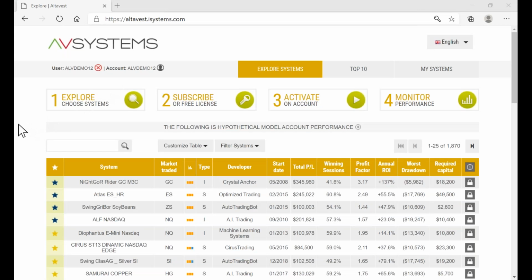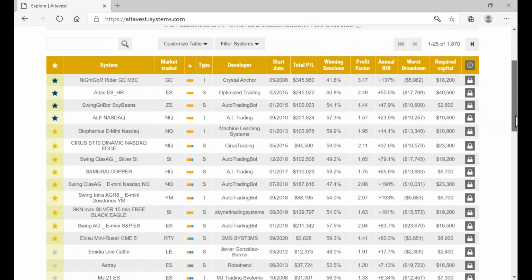Okay, so you are now looking at the dashboard for AV systems. And let me explain this. We'll break it down. We'll make it simple. This is probably something you didn't even know existed. So we're going to go through this step by step. We'll explore some systems, then we'll pick one that we like and subscribe to it, and then we'll learn how to activate it within our account, and then we'll monitor the performance. So we'll just go through these 4 steps here, and that will sort of really answer all the questions as we move along.